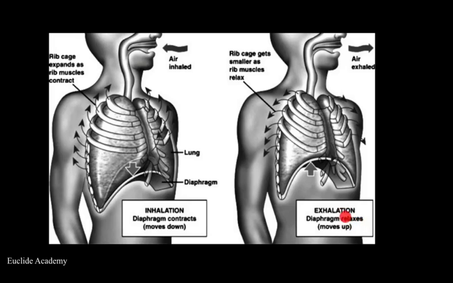This is exhalation, where the diaphragm relaxes, moves up and forms a dome shape. You can see the volume decreases, and the rib cage gets smaller as the rib muscles, also known as the external intercostal muscles, relax. The pressure increases, forcing the air out of the lungs. So this is when we are exhaling, or taking air out of the lungs. So basically this is what happens.